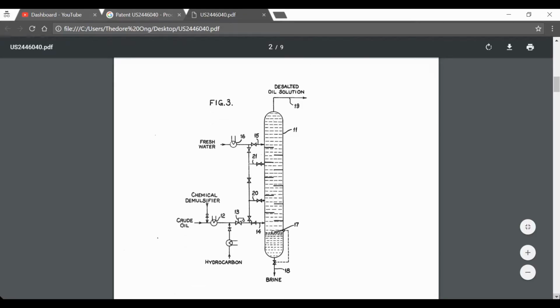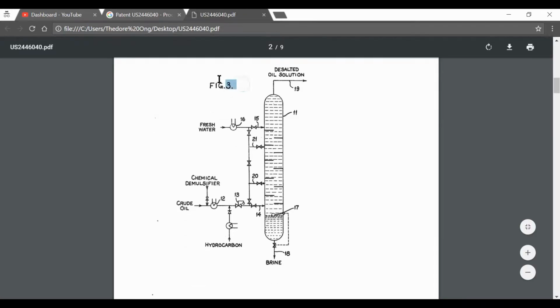This is another figure. Okay, so this is figure 3. Figure 3 is basically this. So crude oil goes in with a demulsifier, injected along with hydrocarbon, and then is injected into some sort of fractionating tower or some sort of splitting tower, where the brine comes out the bottom and desalted oil comes out the top.